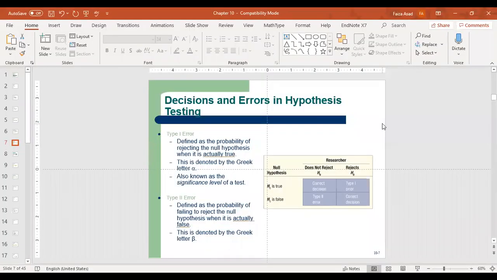In this slide, we will see the chance of error occurrence in decision making: decisions and errors in hypothesis testing. So let's start with formulating a decision. If the null hypothesis is true and we do not reject the null hypothesis, or you can say we accept the null hypothesis when it is true, then that decision will be a correct decision. If we say H0 is true, but we reject H0, then there will be a type 1 error.